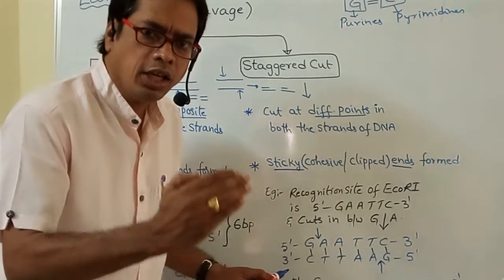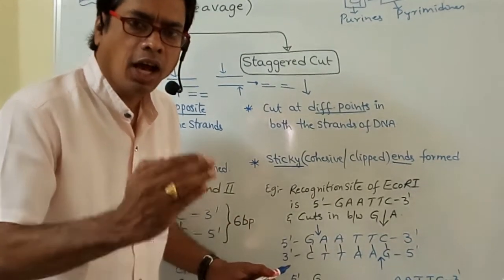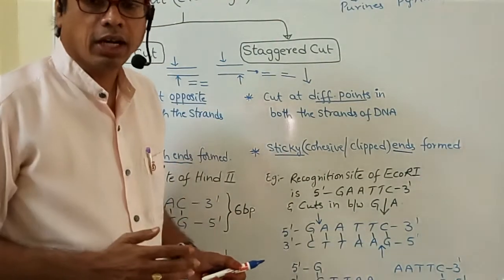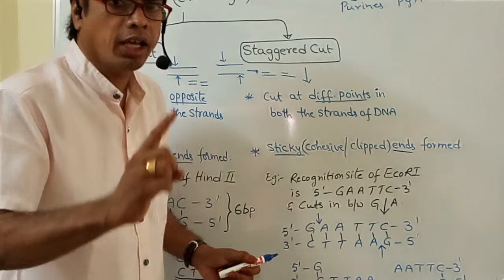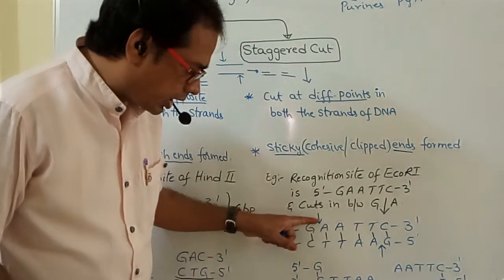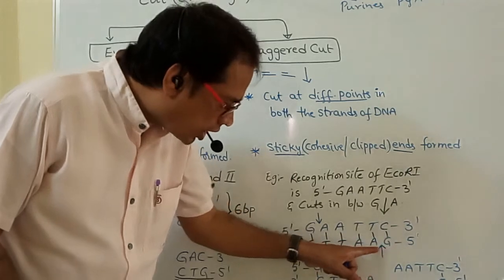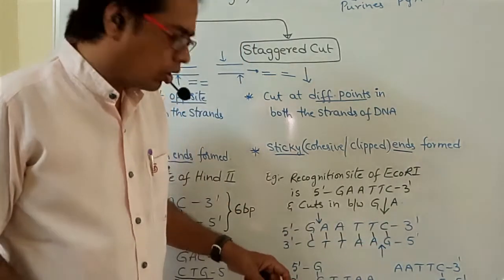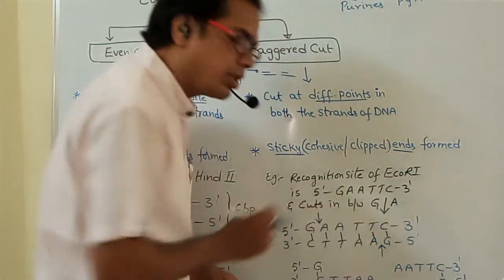So what is the recognition site of EcoR1? 5 to 3, GAATTC, and it cuts in between G and A. That one also you have to remember. So G and A it is cutting. Here also GAATTC, and it cuts in between G and A. So it is a palindromic sequence.